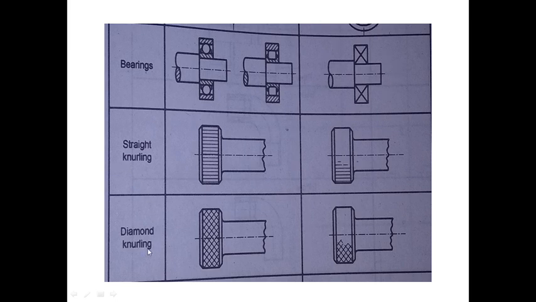The next is straight knurling and diamond knurling. Now knurling is basically done on the workpieces to provide grip. So in order to provide grip, we have to perform knurling. Now which type of knurling has to be performed can be shown with the help of the symbols. For example, if the workpiece has to be done with straight knurling, then we will use this symbol. So this representation will indicate that a straight knurling has to be performed on the job, and this symbol at the bottom will represent the process for diamond knurling. This will indicate that a diamond knurling operation has to be performed on the workpiece. So these three symbols are basically used for bearings, straight knurling and diamond knurling.